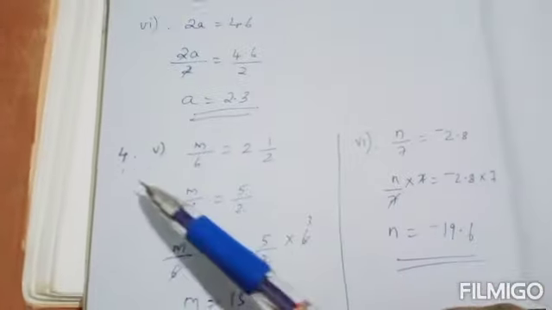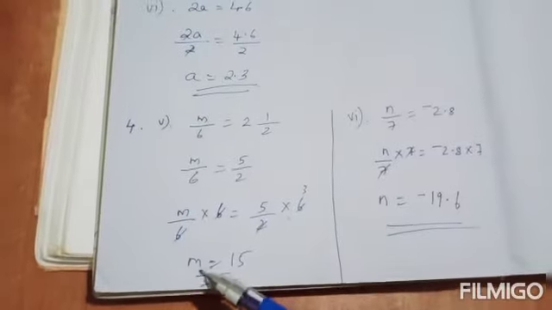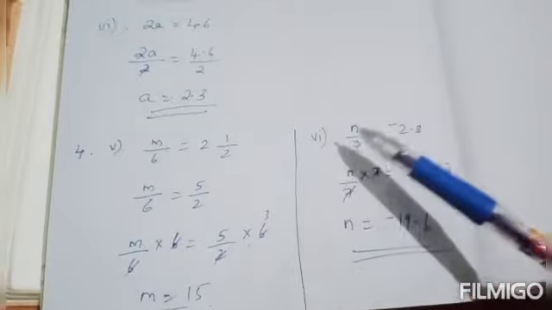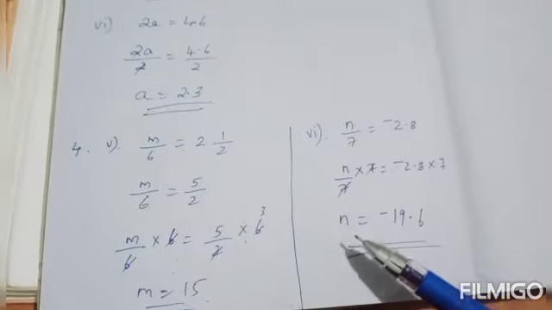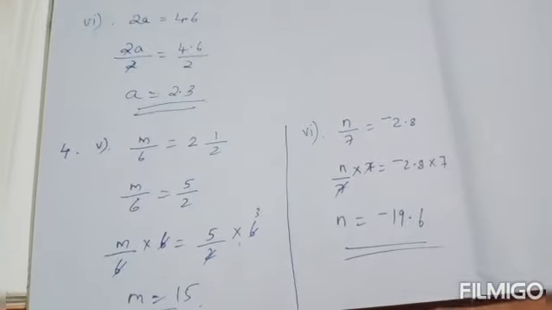Now fourth question, fifth one. You will get m equal to 15. Sixth question, you will get n equal to minus 19.6.